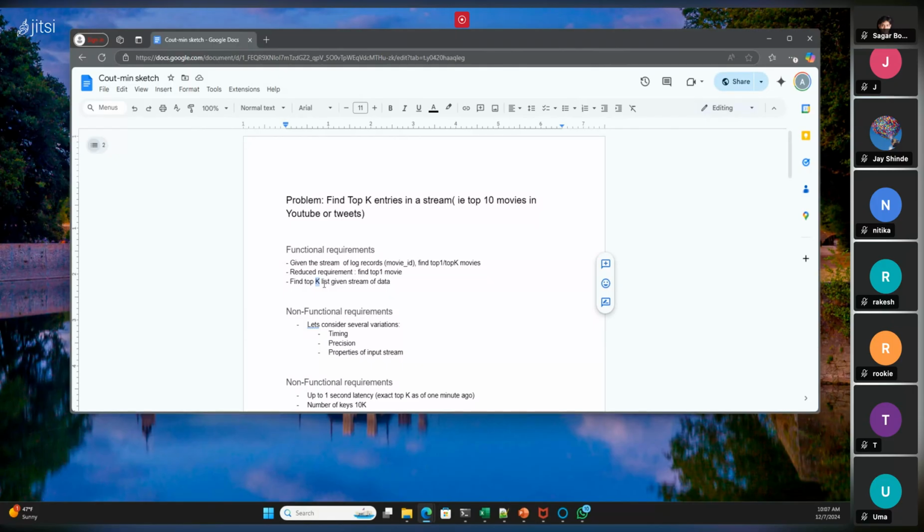Typically, but non-functional requirements, let's look at several generations of those. I feel it's good to discuss the impact of requirements in timing. If you can do it once a month, your life is very different compared to doing it every 100 milliseconds. Precision also affects our choices, and sometimes we do not have choices depending on precision requirements. And properties of the input stream, which will come in handy to discuss count min sketch specifically.